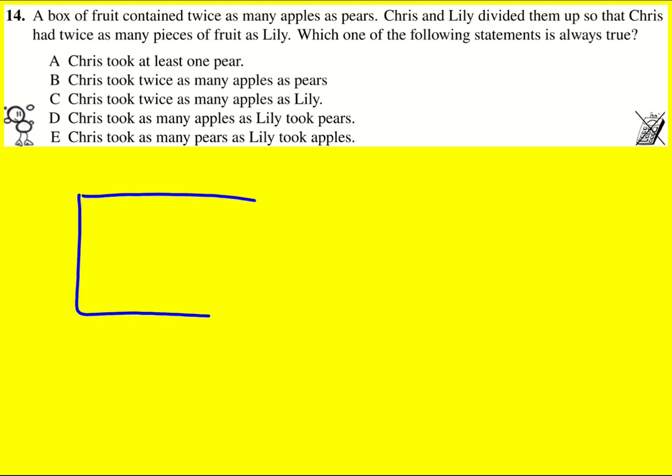We have a box of fruit, apples and pears. There are twice as many apples as pears, so I'm going to say that there are x pears and 2x apples. Now, which of the following statements is always true?